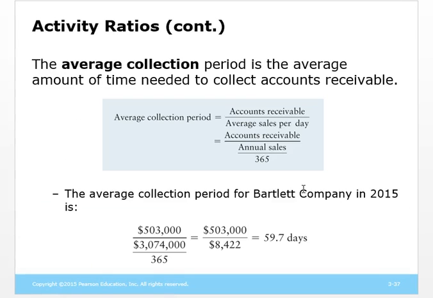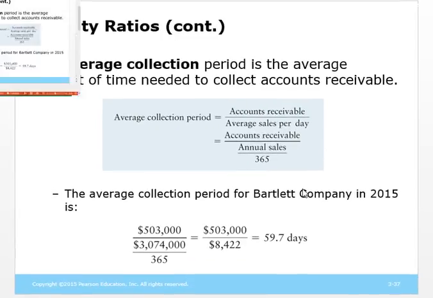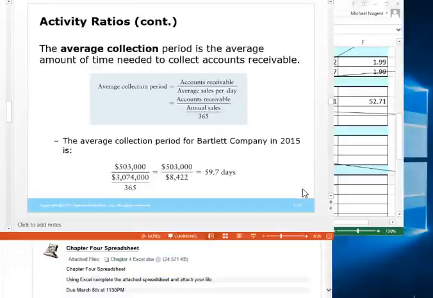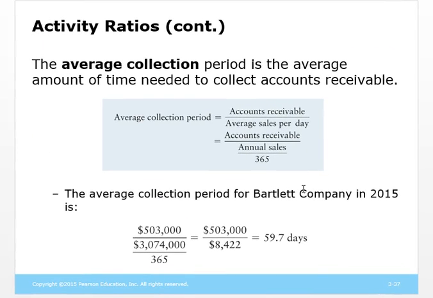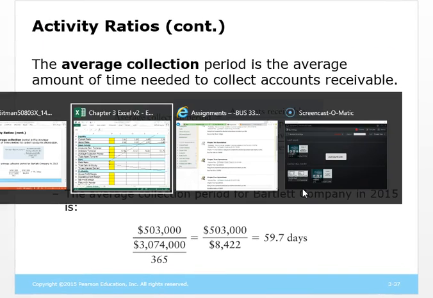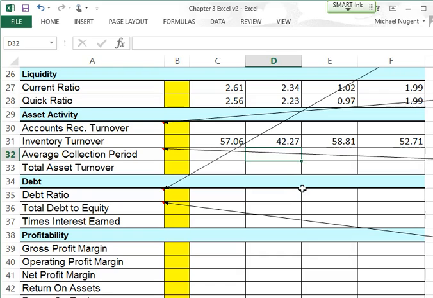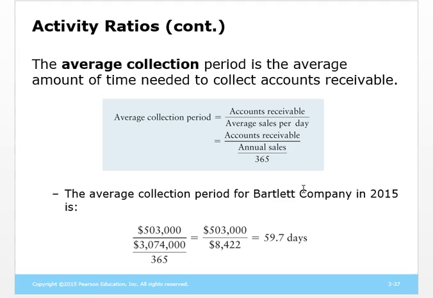See what's next. Okay, here we go. Average collection period. Alt-tab is what I want. So, average collection period, good. I have that down. We're going to look at accounts receivable divided by average sales per day. So this is where it may get a little confusing here.